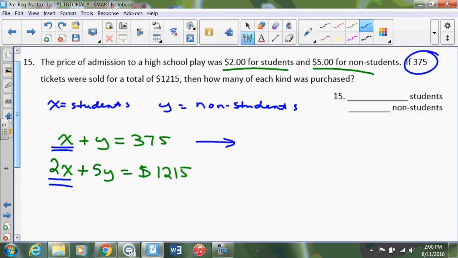I'm going to rewrite this. I'm going to multiply every term in this equation by negative 2. That is legit. I can do that. If I multiply every term by negative 2, that's not changing the value of the equation. It's making it look a little different. It's got a different disguise, but it's still the same equation. So let's see, I'm going to have negative 2x minus 2y equals 375 times negative 2, which is negative 750. Okay, so I'm going to go ahead and bring this right underneath it.